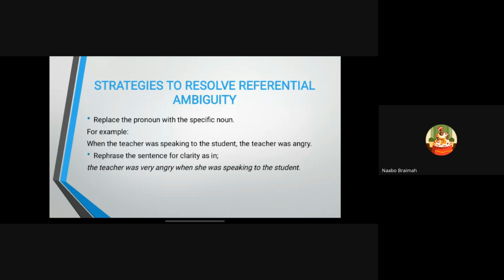Rephrase the sentence for clarity, as in the sentence I just gave. The teacher was very angry when she was speaking to the student. Now we have rephrased the sentence I gave earlier on. So now understanding is clearer. Next.